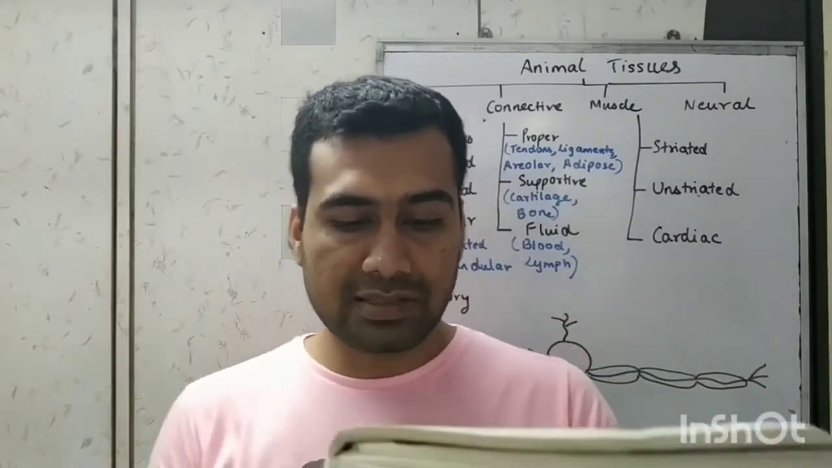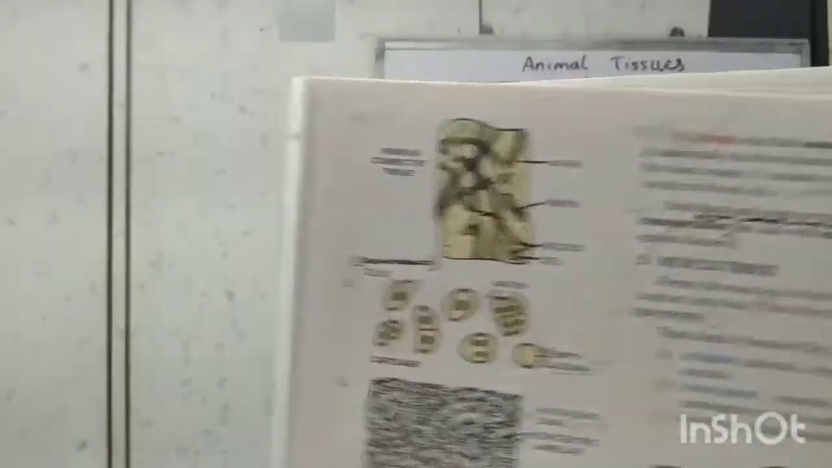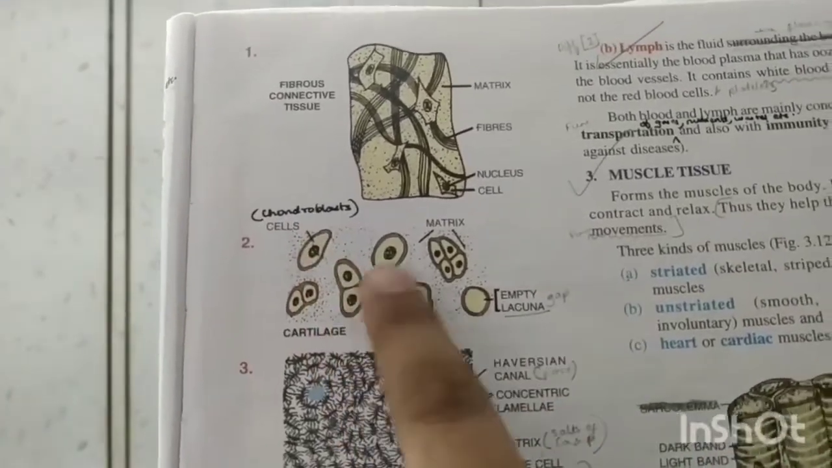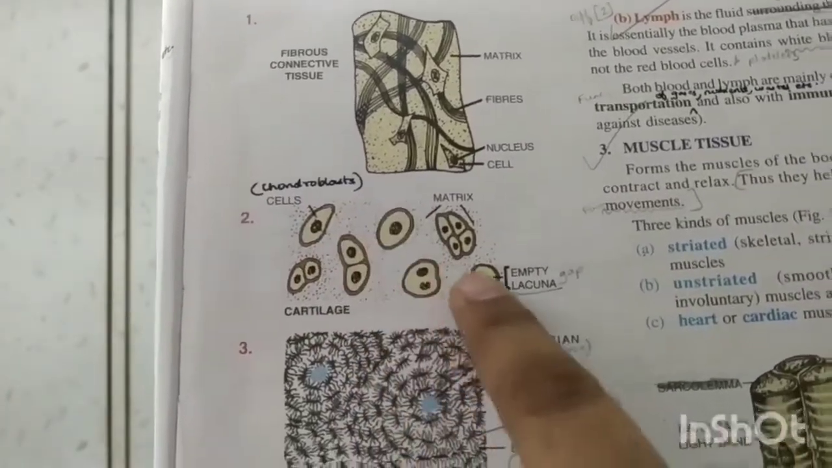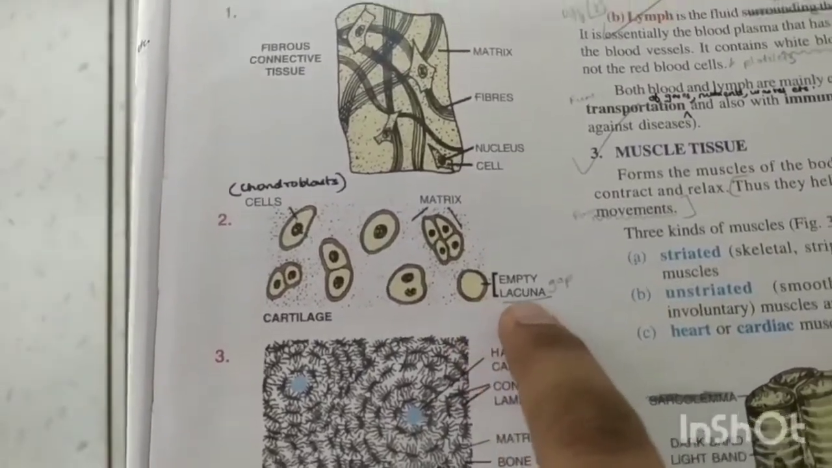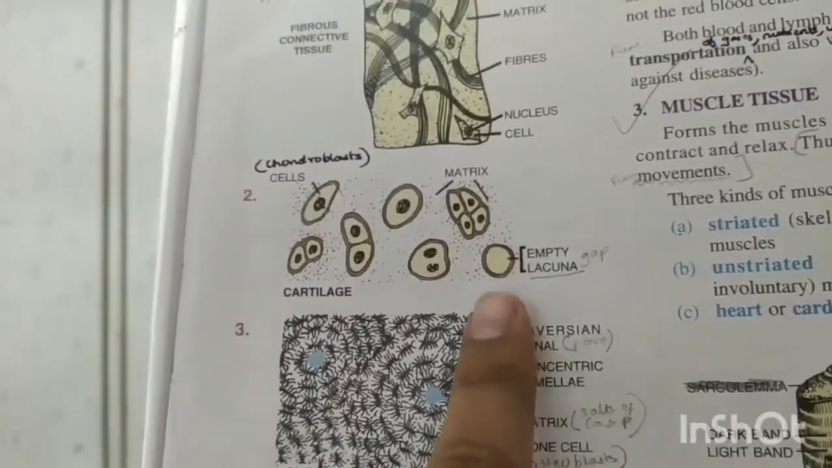Cartilage is made up of certain cells which are called chondroblasts. As you can see in the diagram, the cartilage has chondroblasts, these cells, and the background substance is called the matrix. The empty space is called a lacuna, which is just a gap. This is very rare in cartilage.